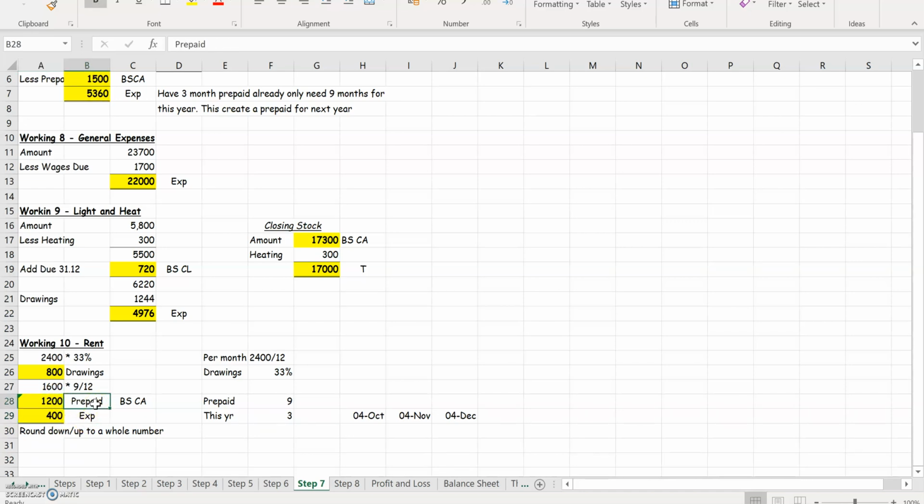So this 1,200 is going to be the prepaid, goes in the current assets, and your 400 then is your expense. So remember, 2,400, a third of it is for drawings. What's left then is how much is going to be for the expense, and it says it's prepaid in advance. 3 months is for this period, 9 months is for the next period. So 9/12 of 1,600 gives us 1,200. That's the prepaid amount, and then what's left then, 400, is the expense, and then that's step number 7 completed.